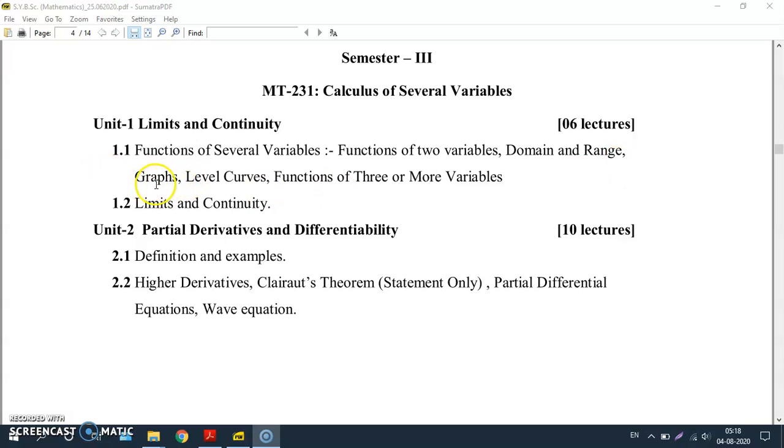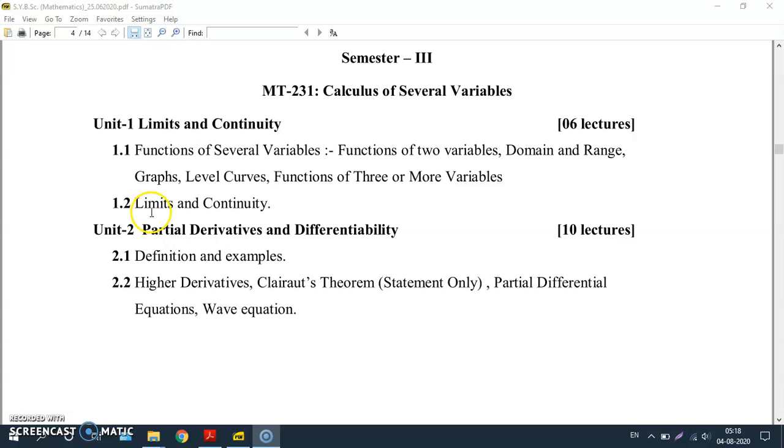Their graphs. Graphs are useful to study the properties of a function. Level curves. Level curves are useful when it's not easy to draw the graph of a function. Then we will talk about functions of three and more variables also.